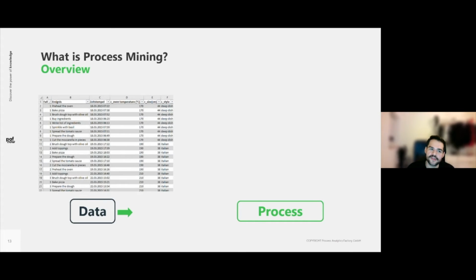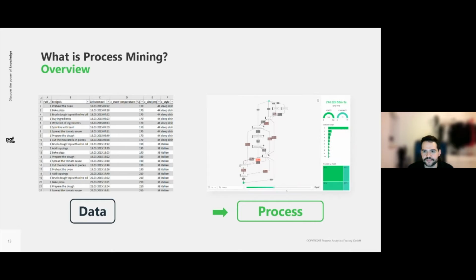Yes. So you're seeing those 3 pieces of information, and then we have the additional information like oven temperature, size, and then we can create the process.